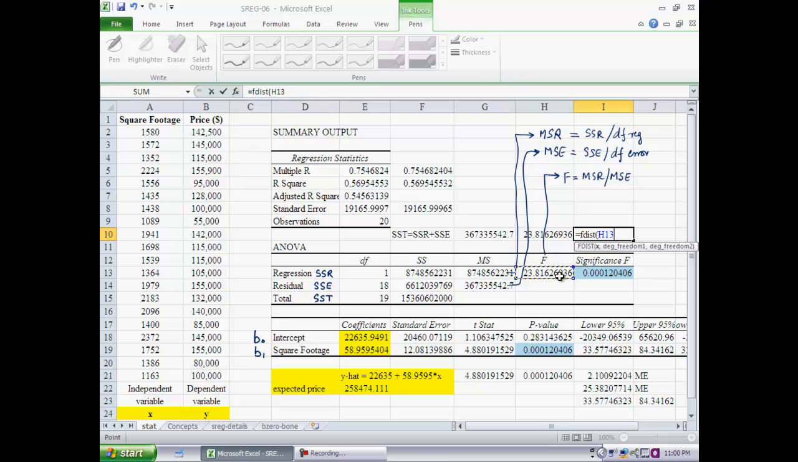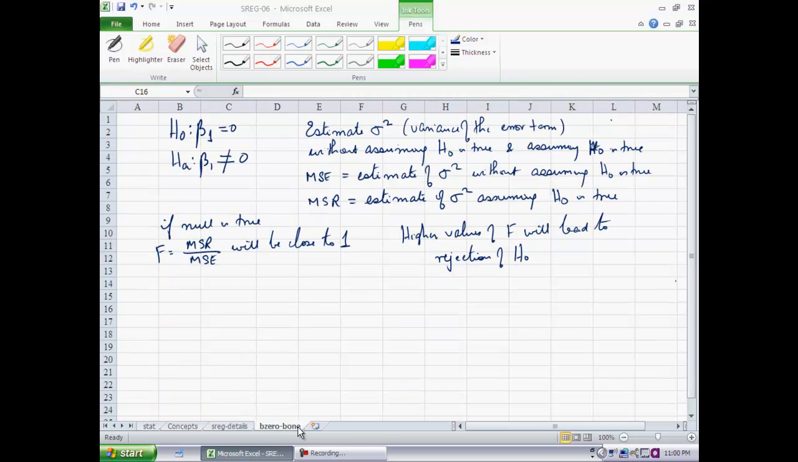You know that 23.816 is the ratio of two numbers, MSR and MSE. So there are 2 degrees of freedom. One is for the numerator, which is 1, and the degrees of freedom for the denominator is that for the residuals, which is 18 in this case. So we end up with a probability of 0.0012. So coming back to our null and alternate using the f-test, here is what we conclude.